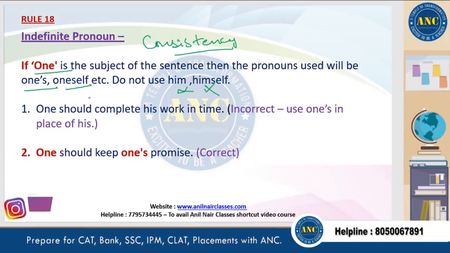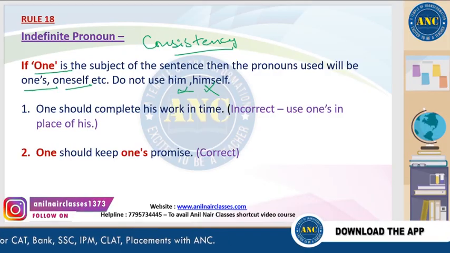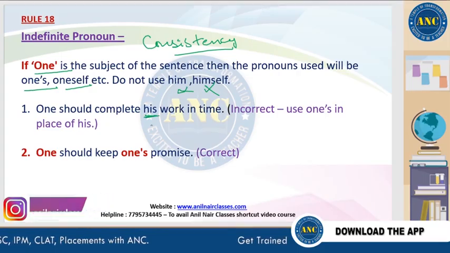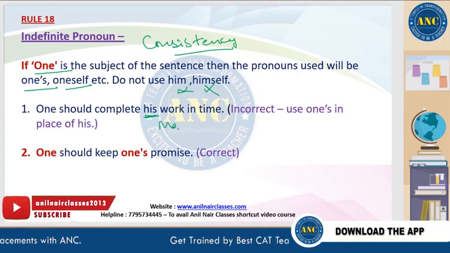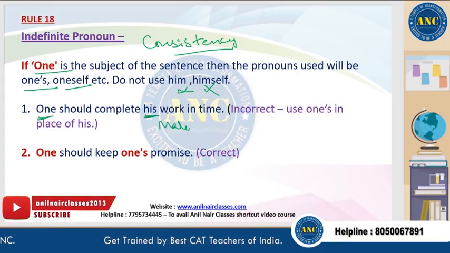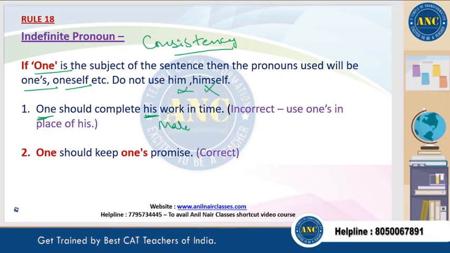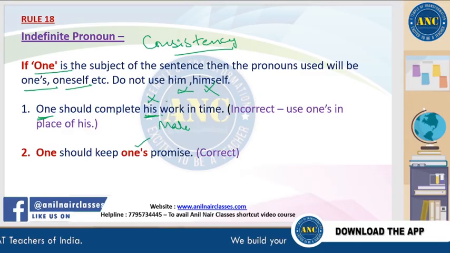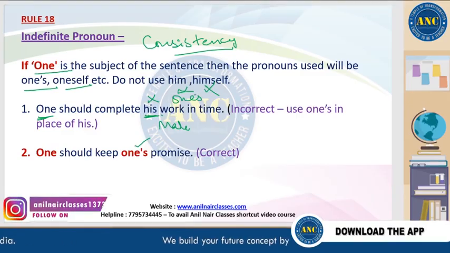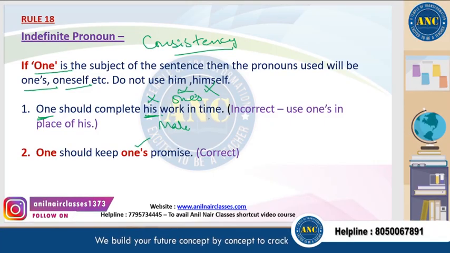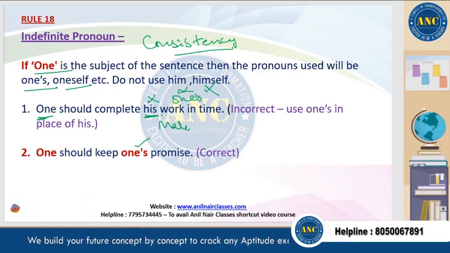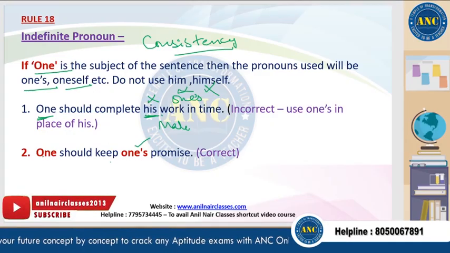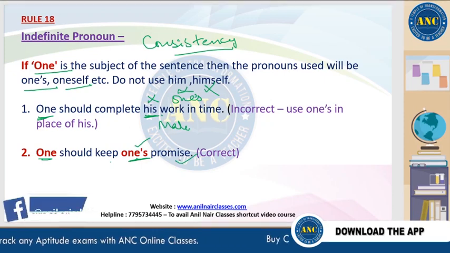One should complete his work in time. So his refers to some boy or a male, right? But here we are using one. How can you use his? It is wrong. We have to use one's. One should complete one's promise or one should complete one's work. That is fine. But this, his, is wrong. One should keep one's promise. So here one is there, and the second time you have used one's. This is perfectly fine. Clear?